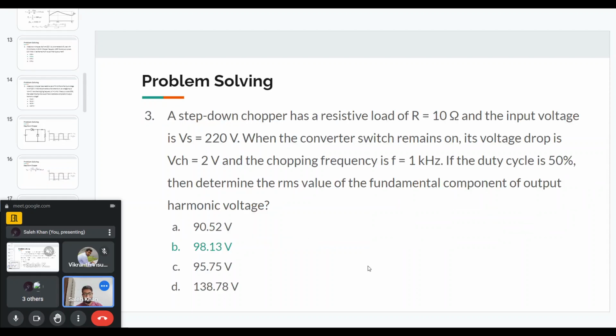Okay, so the answer to this question is B, 98.13. And if anybody has any doubts or questions, or if anybody wants me to repeat, you can just type in the chat.